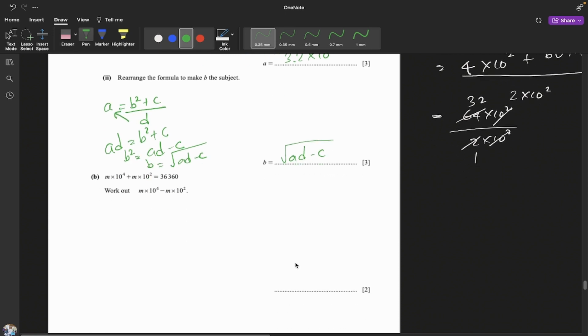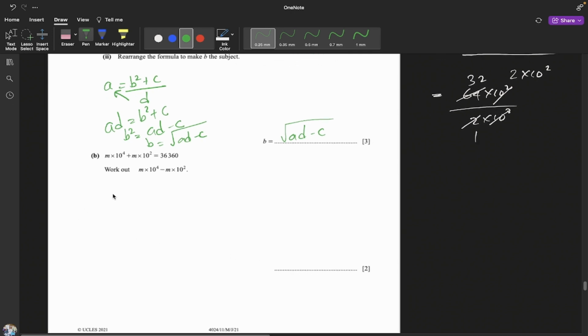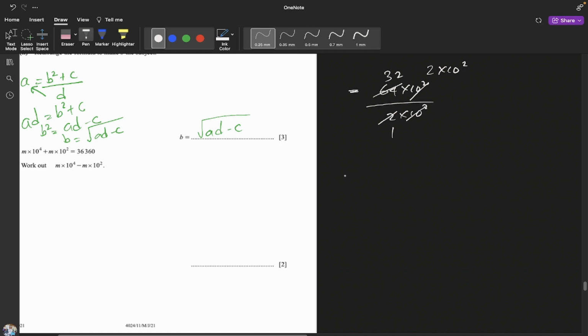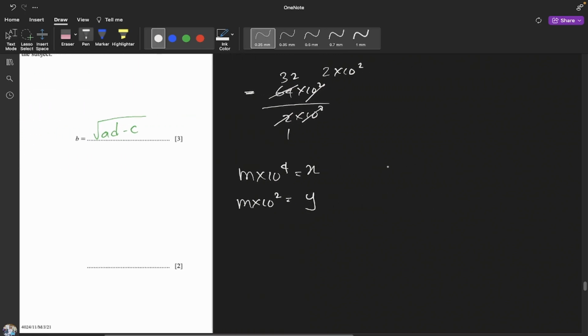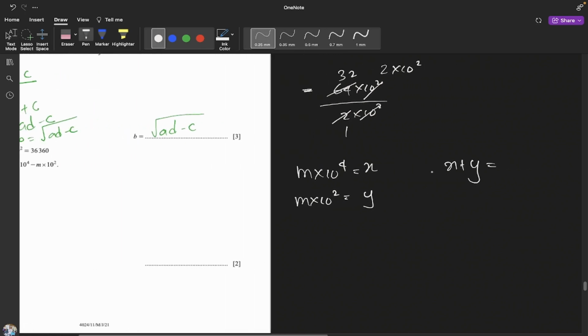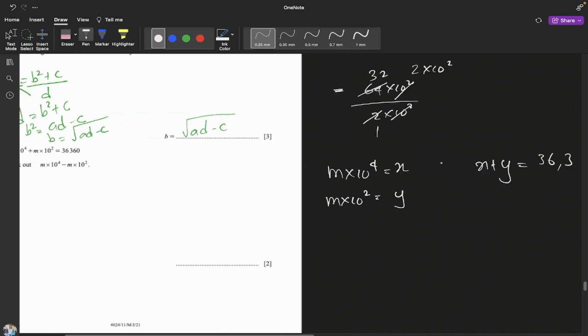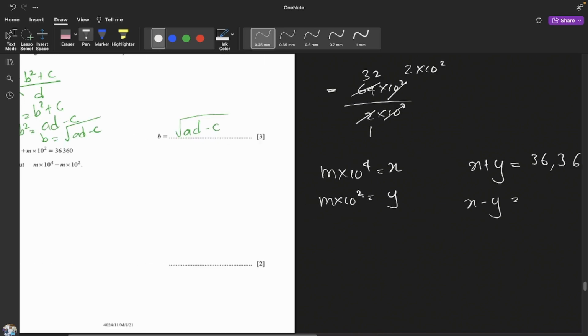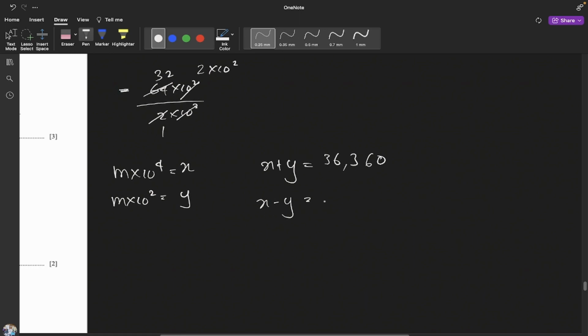Next one, m into 10 to the power of 4 plus m into 10 to the power of 2 equals to this much. Work out. Okay. So this is very difficult to write. So I assume m into 10 to the power of 4 as X and m into 10 to the power of 2 as Y. So if I write like that, X plus Y is equals to 36,360. They are asking X minus Y. This is the question.